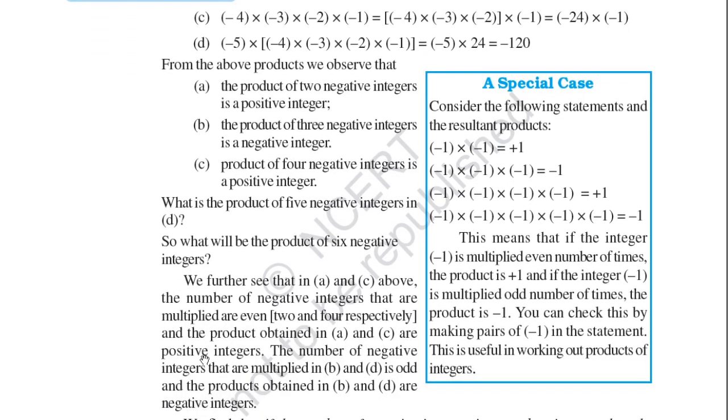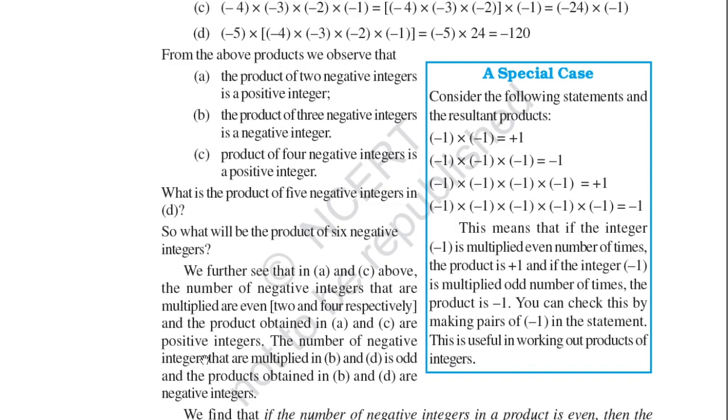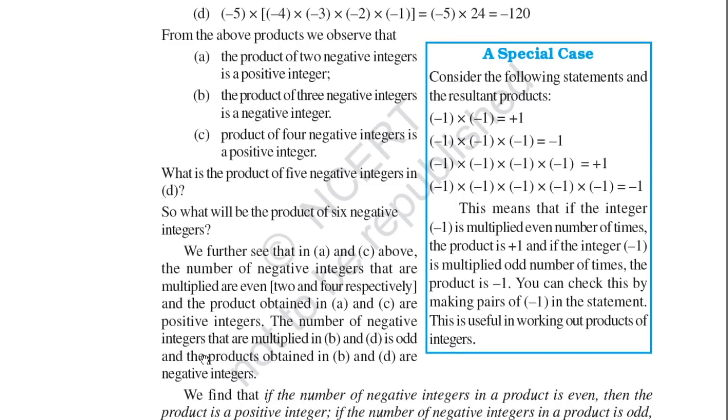We further see that in A and C above, the number of negative integers that are multiplied is even. So when there is an even number of negative integers, then it will become a positive integer. If it is an odd number, then it will become a negative integer. So here it is said 2 or 4 respectively, and the product obtained in A and C is a positive integer. The number of negative integers that are multiplied in B and D is odd, and the product obtained in B and D is a negative integer. So it is clear.